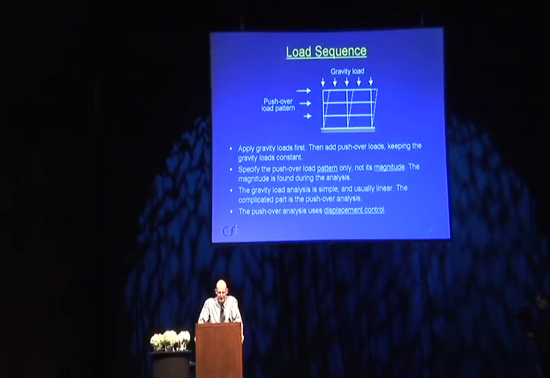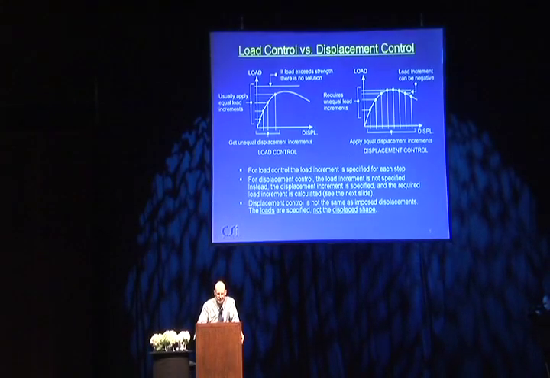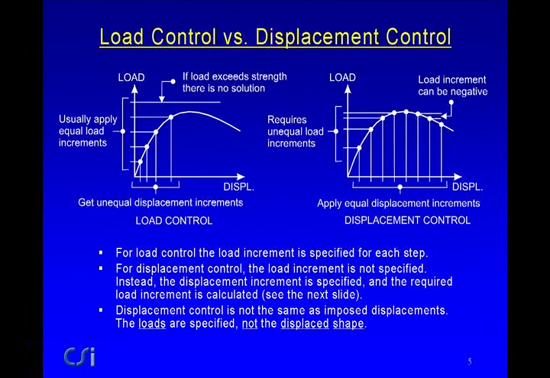The gravity load is simple, usually linear. Sometimes if you use fiber cross-sections, some of them can crack, even under gravity load, just a little bit, in which case you have to do a nonlinear gravity analysis, but it usually doesn't take very much longer than the linear one. The complicated part then is the pushover analysis. And the important thing here is it's done using displacement control, and let me explain what that is if you don't know. This illustrates load control versus displacement control.